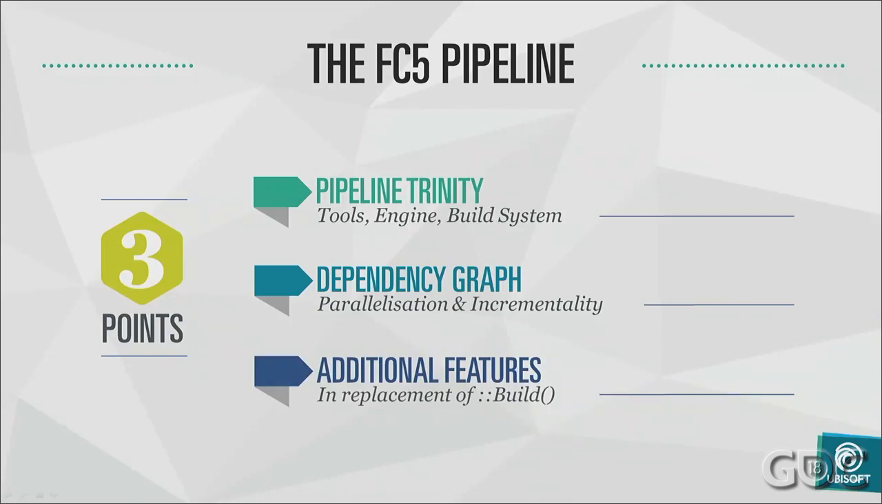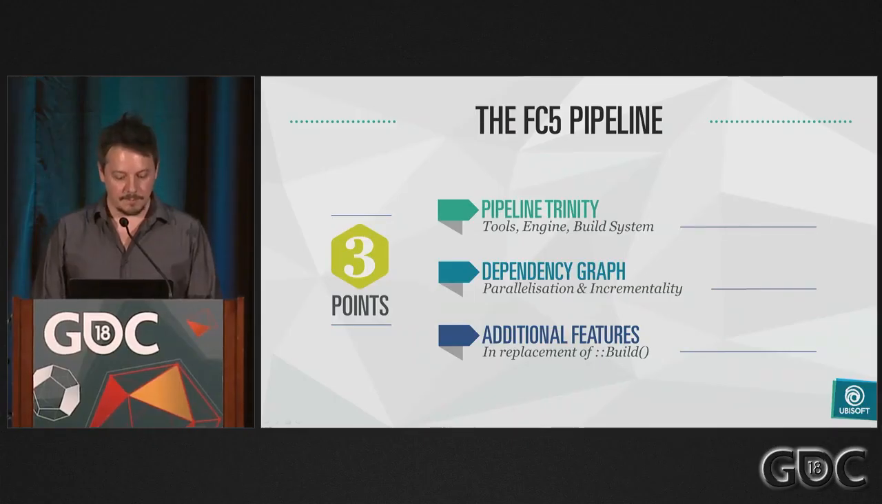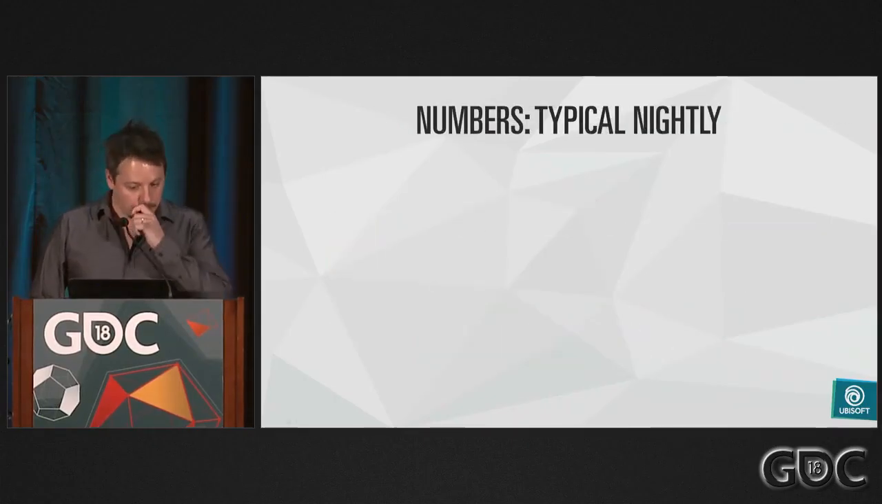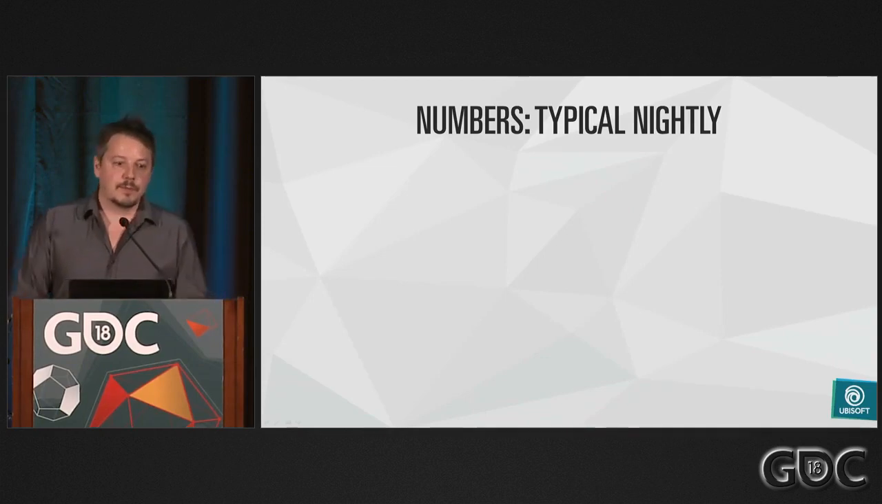But at the end of the day, we need to build some assets, so we have some additional features to speed things up even more for the build itself. So I couldn't end the talk without providing a few numbers. For the nightly build, we're never doing a no-op operation. When we launch our nightly build on our build machine, there is always something to do.